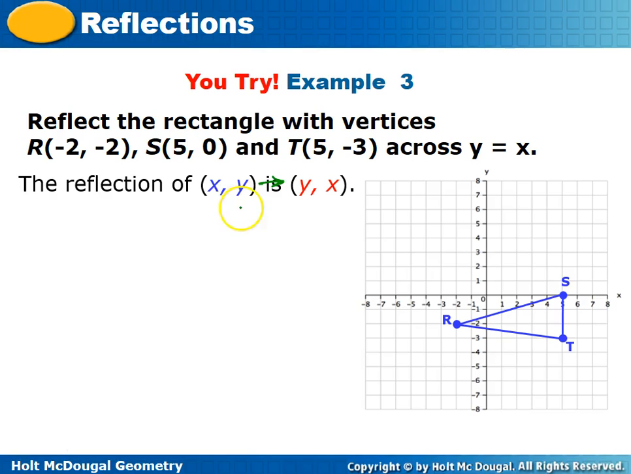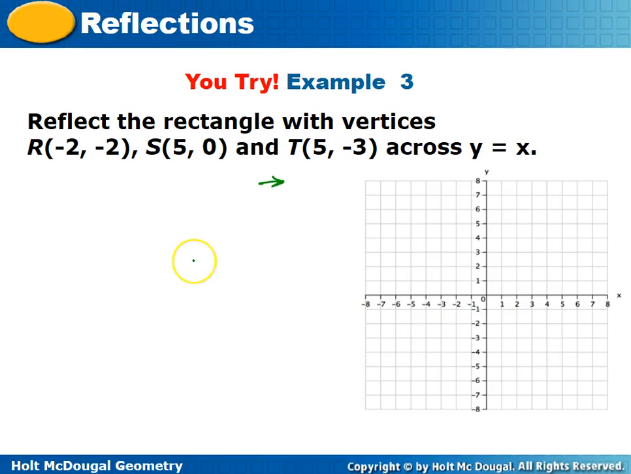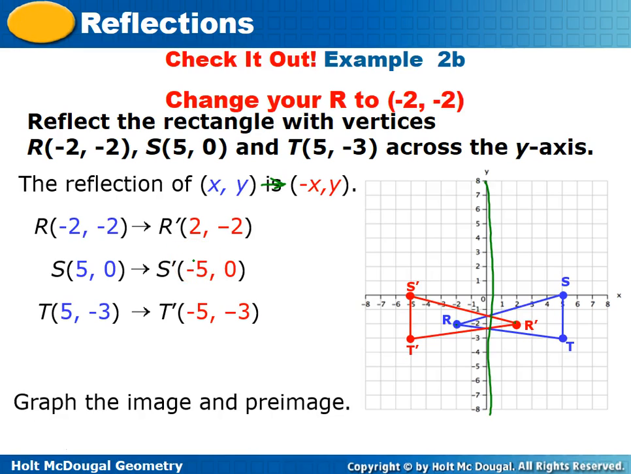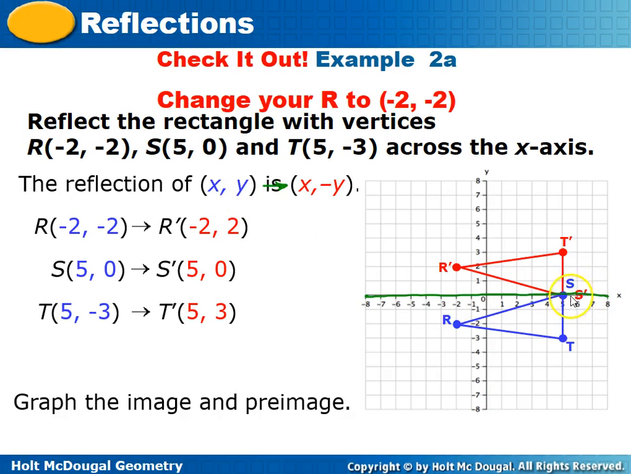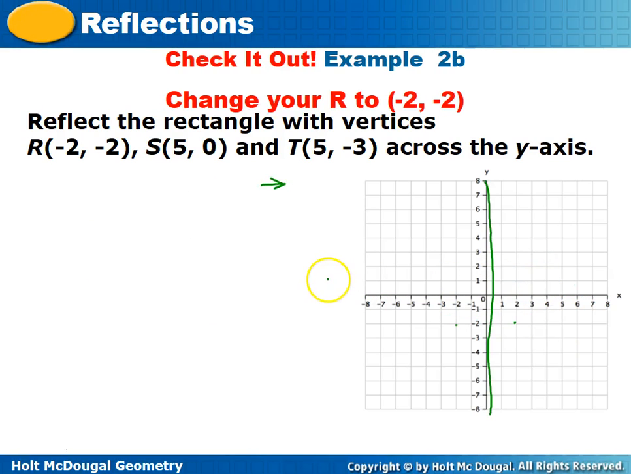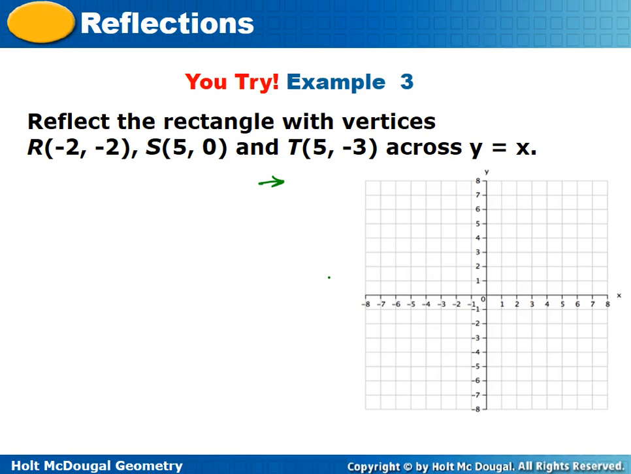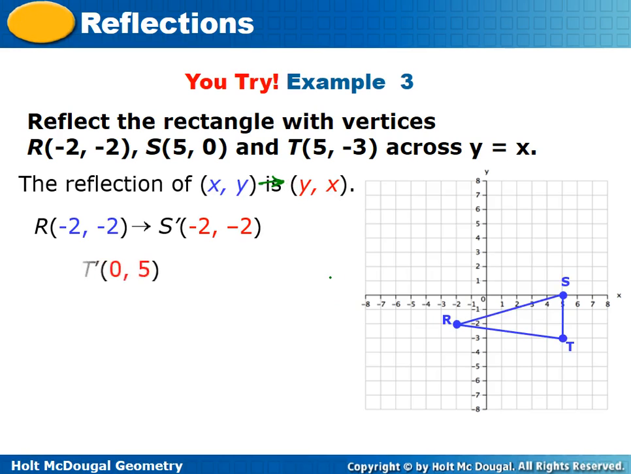So that means this very first point isn't going to change at all because it is on the line y equals x. And that's one of the things you should notice. Let me go back to this one before. Notice that S did not change because it was on the line of reflection. Just like the one we're about to do, this negative 2 is not going to change either because it's on our line of reflection, because x equals y.